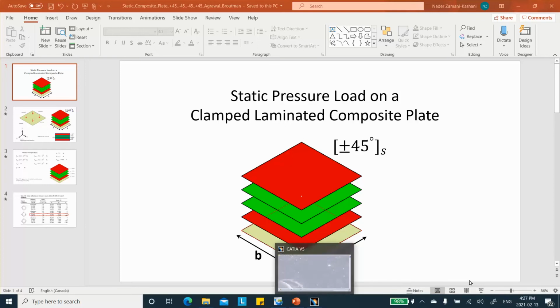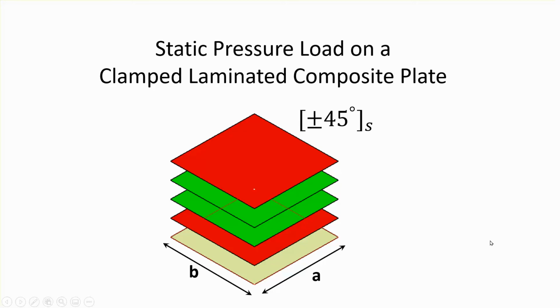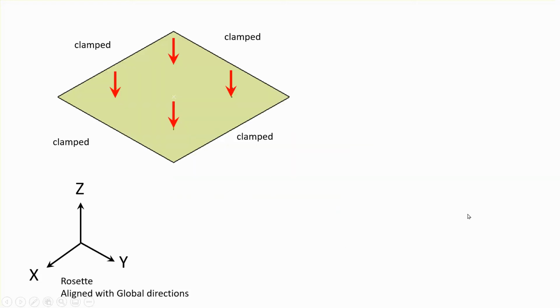Okay, so here's the problem. This is our first one. What we're going to be doing is a static analysis of a composite plate that is clamped at all four edges. So let me go ahead here to my spreadsheet. Well, first of all, here's the problem.